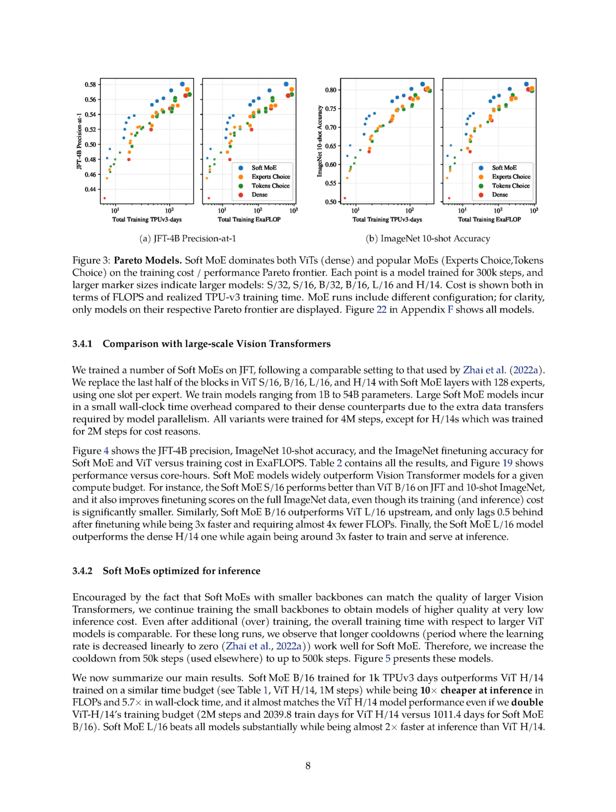A SoftMo B16 model, trained for 1000 TPUv3 days, outperforms a ViT-H14 model trained for a similar amount of time. Moreover, it's 10 times cheaper in terms of floating point operations per second, flops, and 5.7 times faster in real time. It even almost matches the performance of the ViT-H14 model if we double the training budget of the ViT-H14. The SoftMo L16 model outperforms all other models significantly, while being almost twice as fast at inference as the ViT-H14.